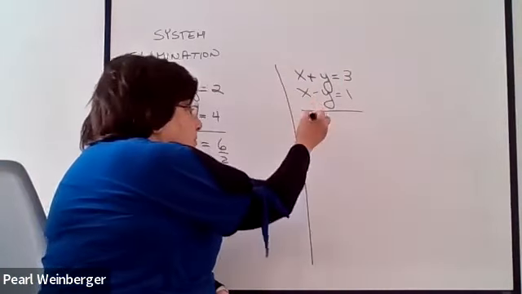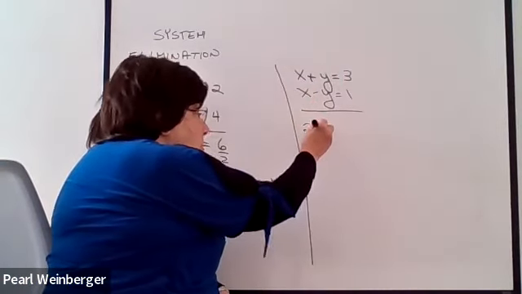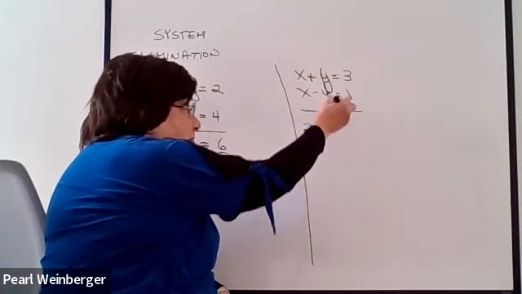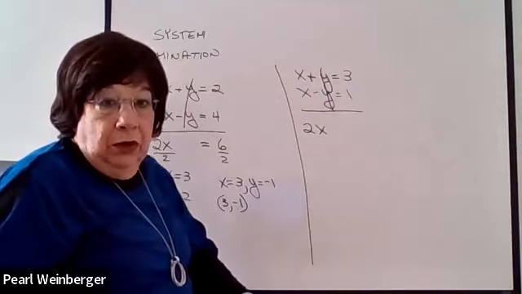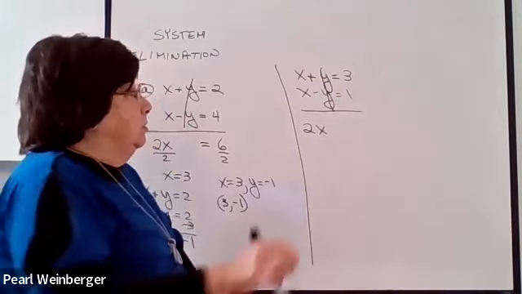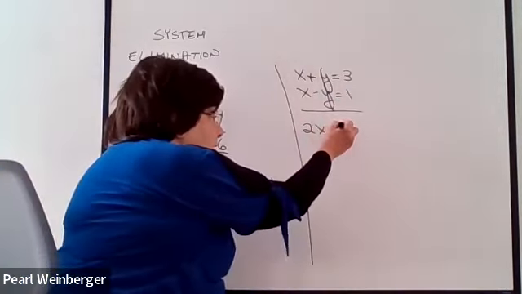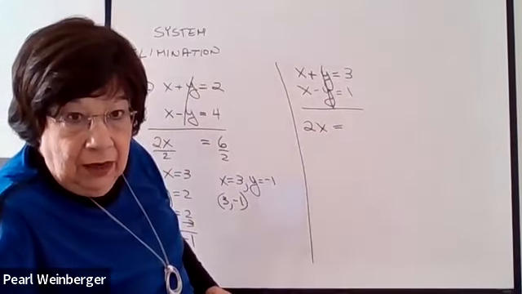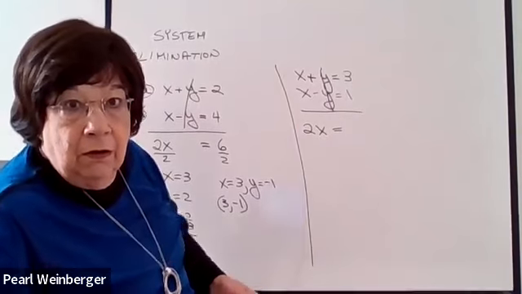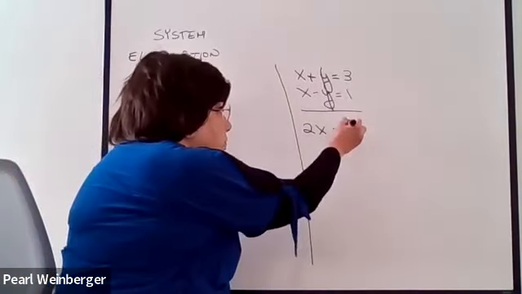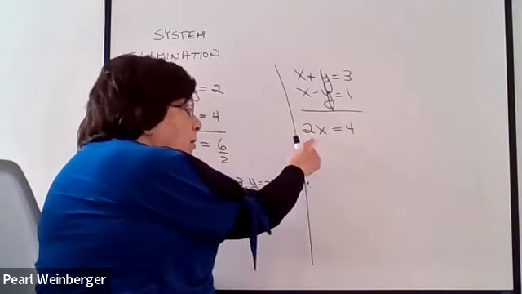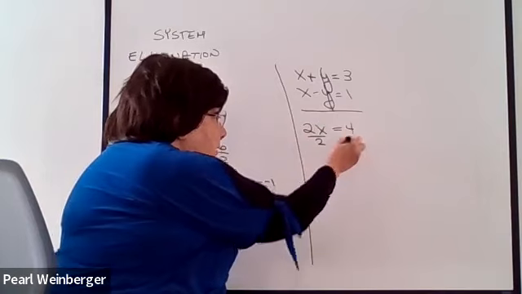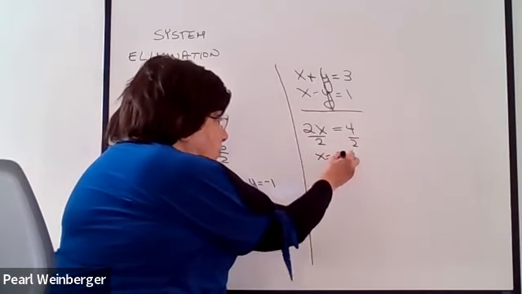X plus X is 2x plus y and negative y. That cancels out because a +1 and a -1 is 0. So that just cancels out. And 3 plus 2, when I add it, gives me 4. Well, now I only have x's here, so I can divide by 2 to find out the value of x. And I get x equals 2.